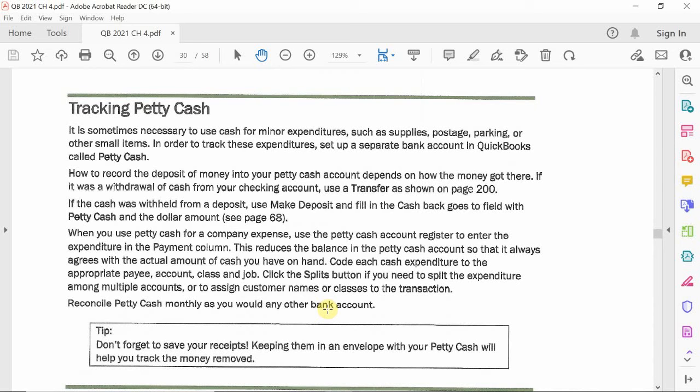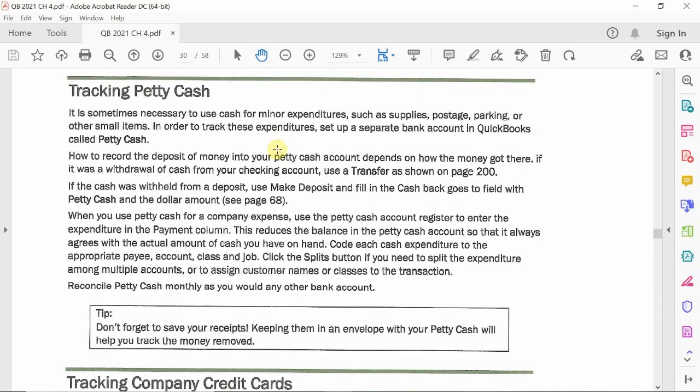So if you need a petty cash drawer, go ahead and read this section here. But if you don't, then it's not really relevant for you. Okay.